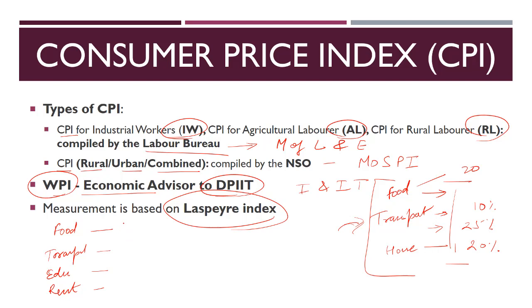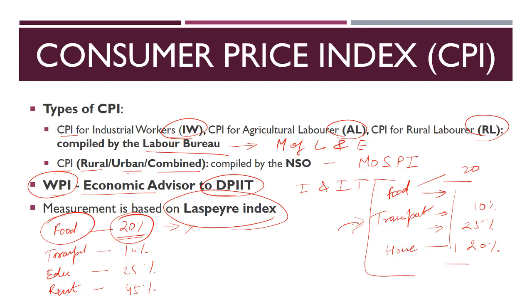Now for food, he's spending 20% of his money. For transport, 10%. For education, 25%. And let's say the remaining money, that is 45%, is being used to pay house rent. So in the Laspeyres index, we will measure the cost of the items on which the money is spent, and it will be multiplied by the proportion in which the money is being spent, and then we will take the average. That is how the index is calculated.